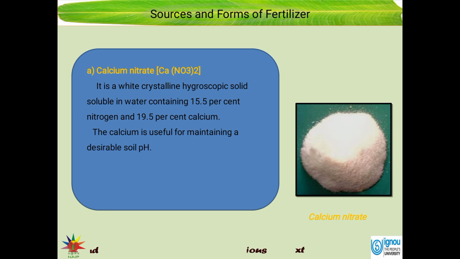Then an example of the nitrate fertilizer is calcium nitrate. It is a white crystalline hygroscopic solid, soluble in water, containing 15.5% nitrogen and 19.5% calcium. The calcium is useful for maintaining the desirable soil pH. So it is an important example of nitrate fertilizer.